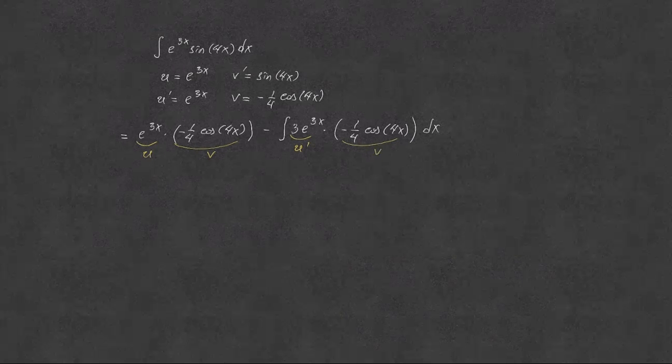So now let's simplify. We're rewriting it as negative 1/4 e to the 3x cosine 4x, and now 3 times negative 1/4 factored out. A negative times a negative is going to make a positive, so I'm sorry, plus 3/4 again, the integral of e to the 3x cosine of 4x dx.